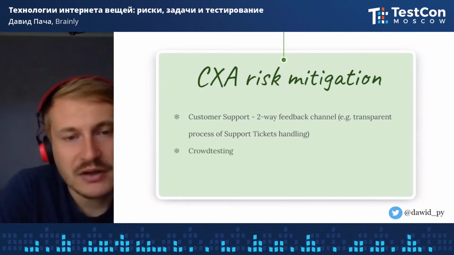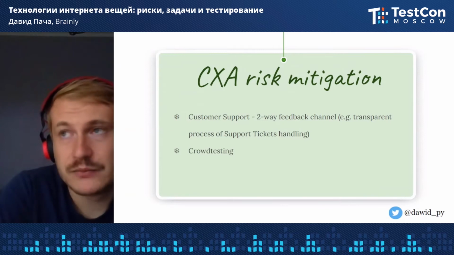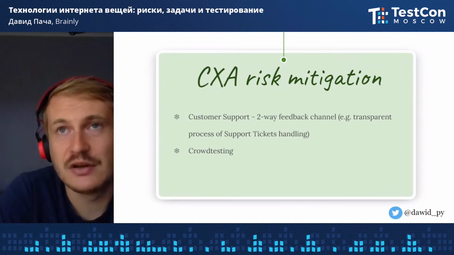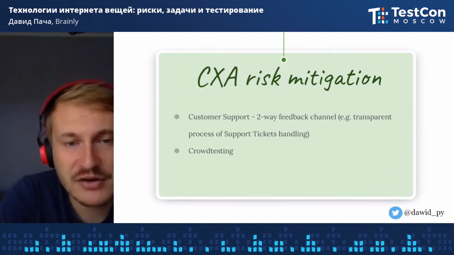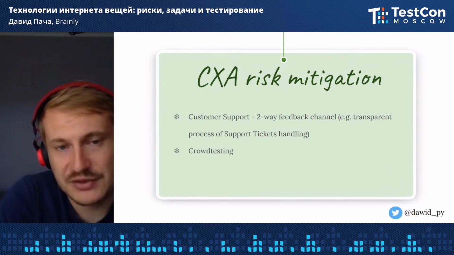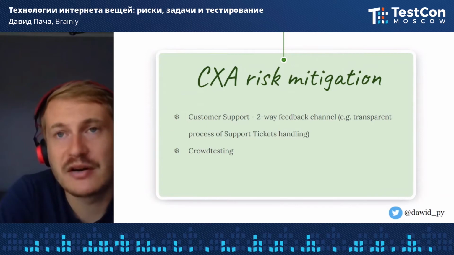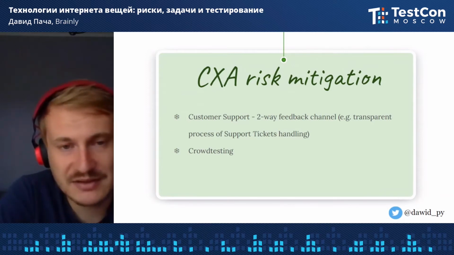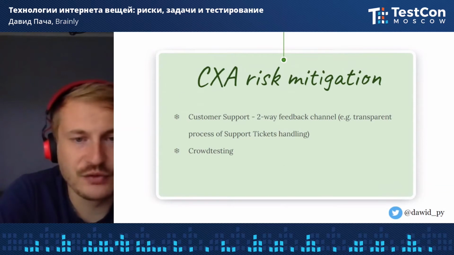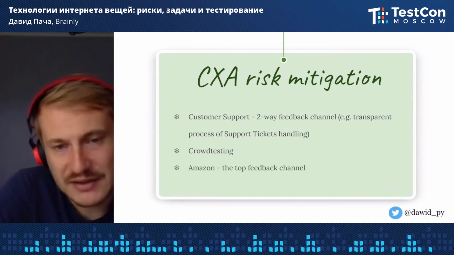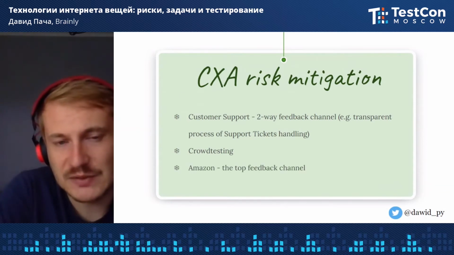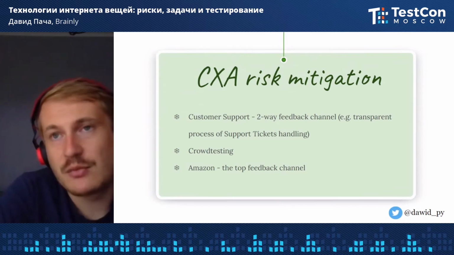The second one is crowd testing. So we can just check how it works for our target market. For example, in that context, it could be parents of pets who can test for us, of course, for money.